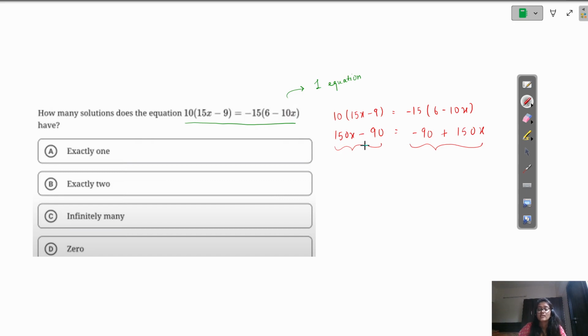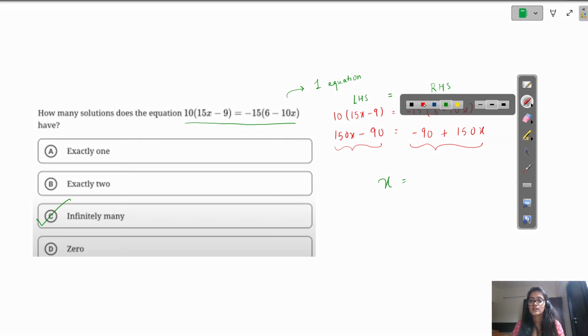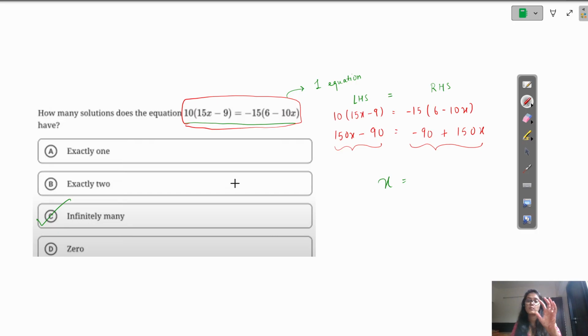It does not matter what value of x you take, your left hand side will always become equal to the right hand side, because the expressions on both sides are basically the same. So you can take any value of x and the answer will be infinitely many solutions. While doing this problem on DESMOS, be really careful about one thing. If you just plot this equation on DESMOS, you will get the wrong answer. Let me show you how.